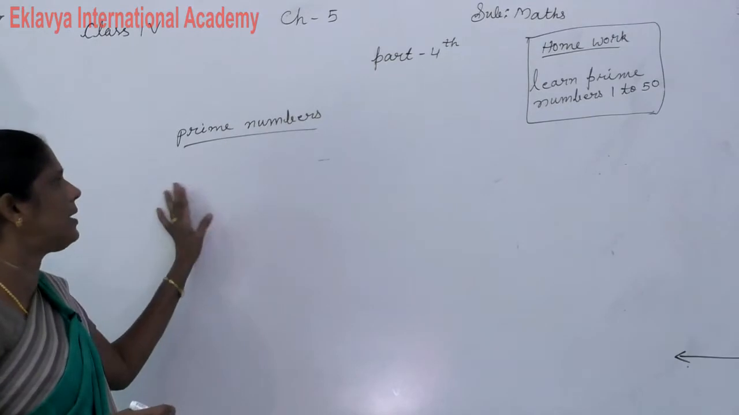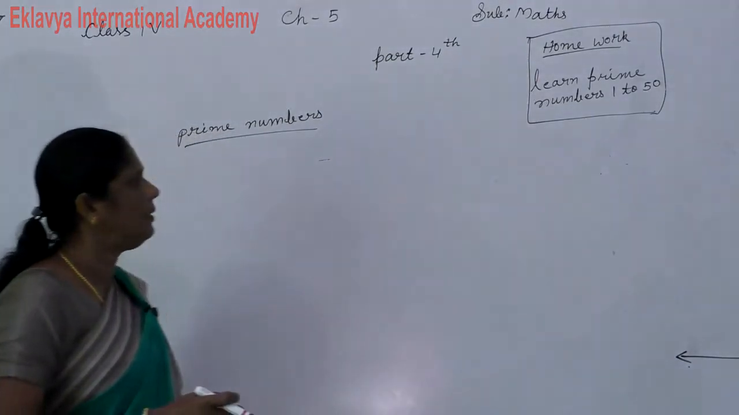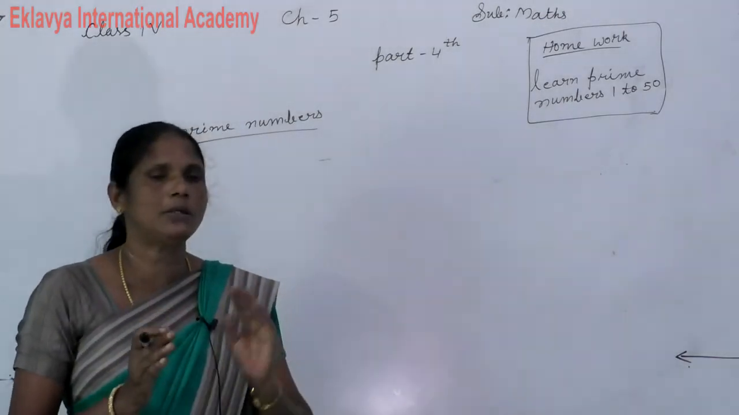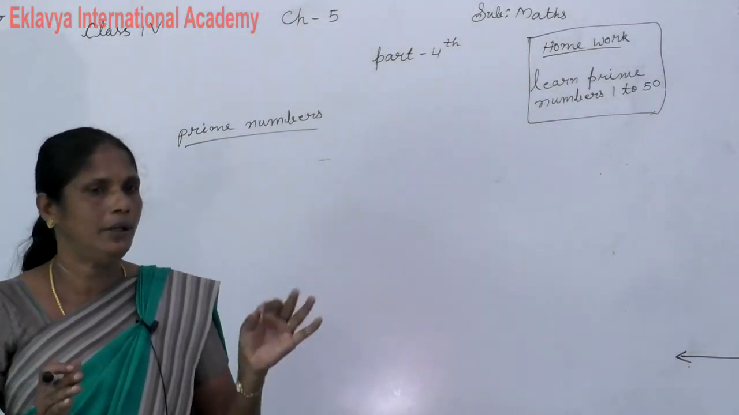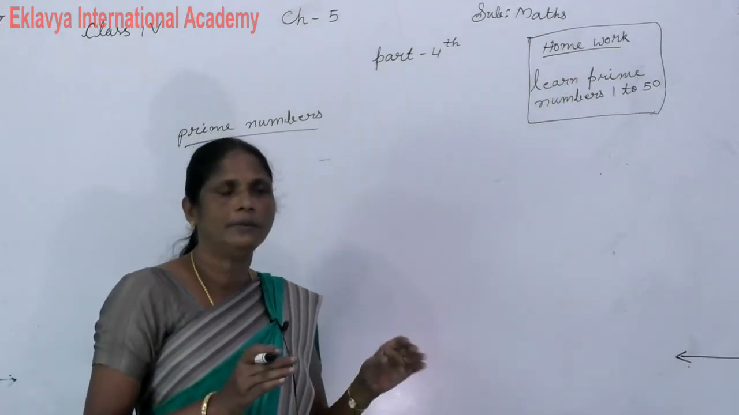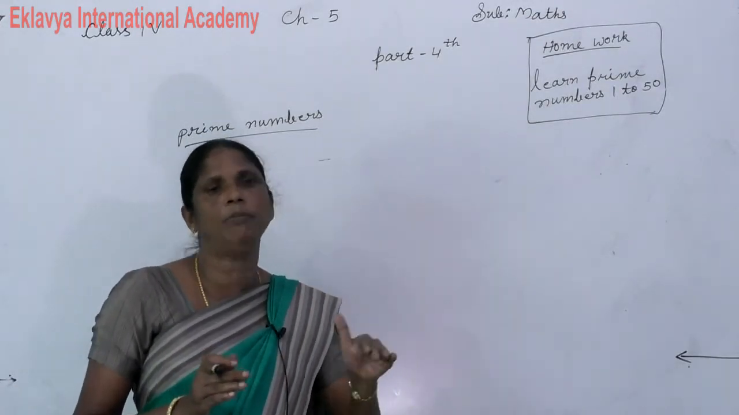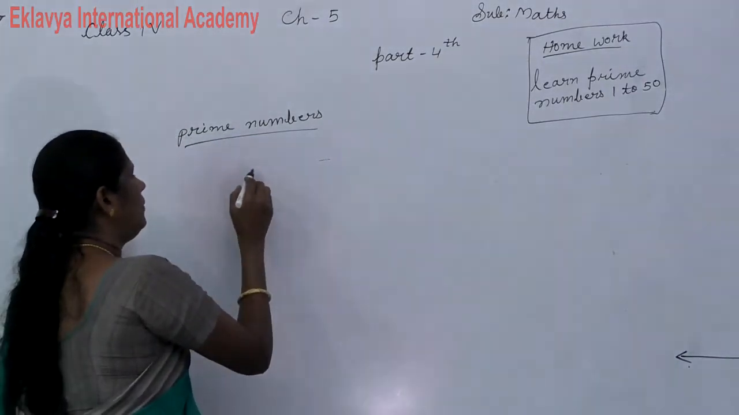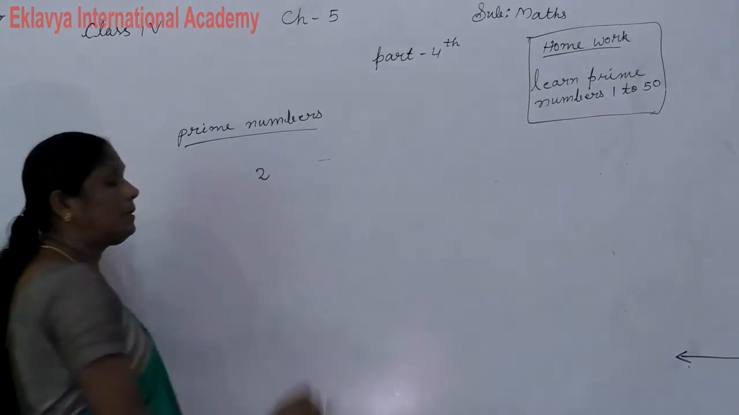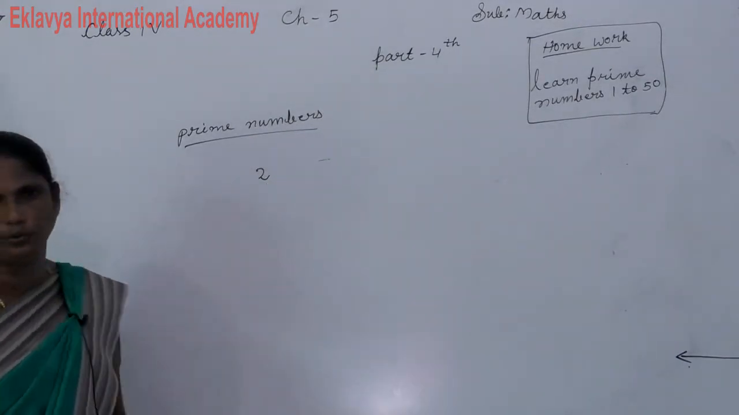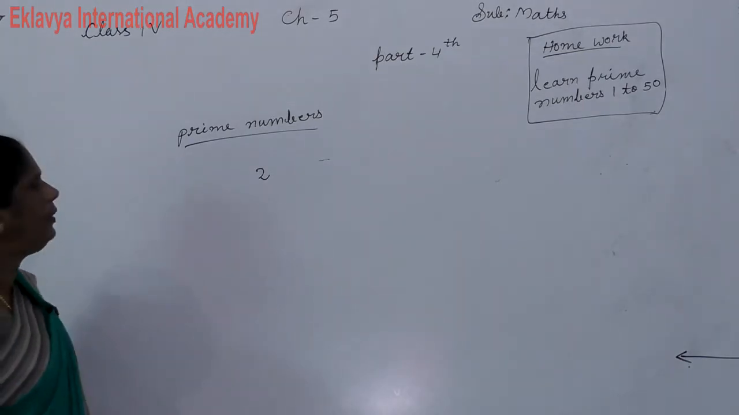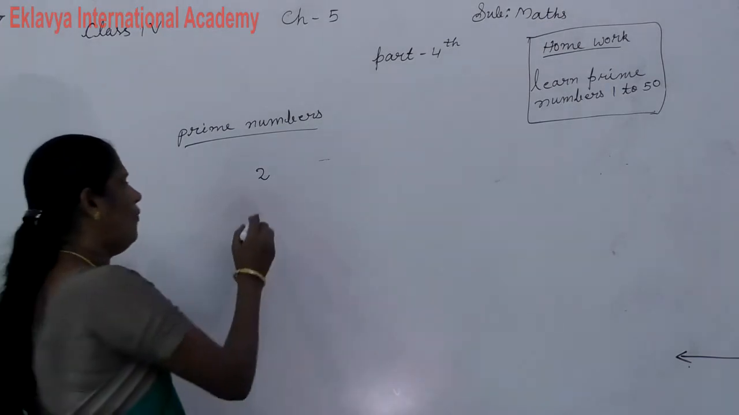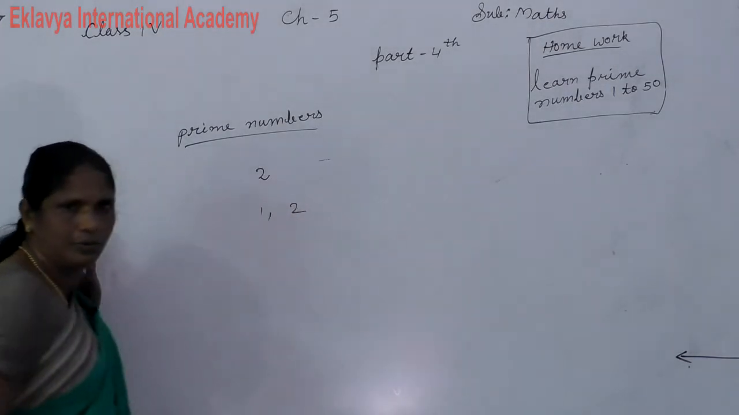For example, the smallest prime number is 2. The smallest even prime number is 2. For example, look here. What are the factors of 2? You find the factors, so you know the factors of 2 are 1 and 2.